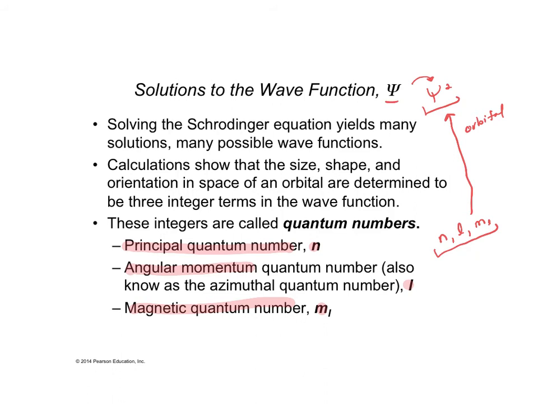So right now, I know you're like, what? I don't get it. It's okay. Hopefully I'll make sense as we actually start to deal with various values of N, L, and M sub L. Okay, so we're going to start by first talking about N, the principal quantum number, and what it is essentially going to specify about the orbital.